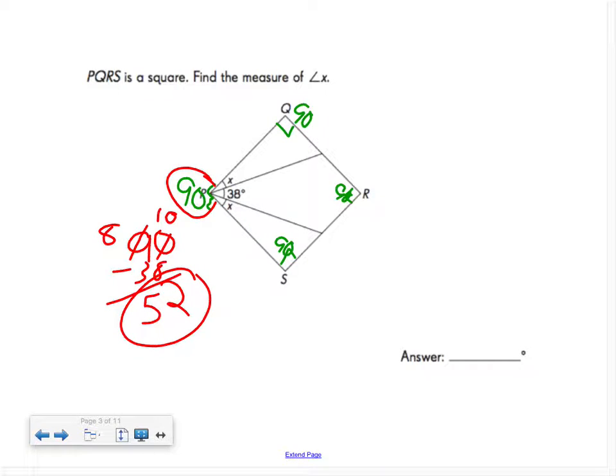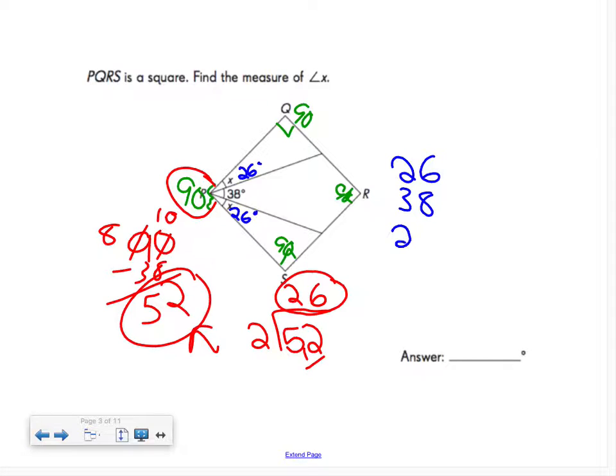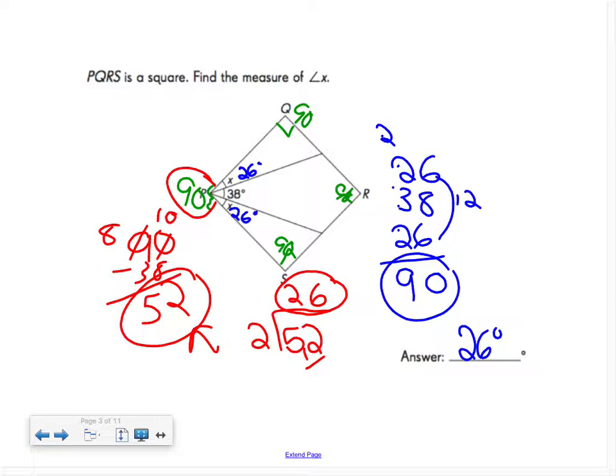Since it's the same, I'm going to split my 52 in half. I'm going to divide by 2, and if you want to use a calculator on the test, you can. 2 goes into 5 twice, with a remainder of 1. 2 goes into 12 6 times, no remainder. So I know that x must be 26 degrees. I could even check by adding all of my numbers up and hopefully getting 90. So if I add, that's 26 plus 26 plus 38, and I get 90, so I know my answer is correct. X equals 26 degrees, okay?